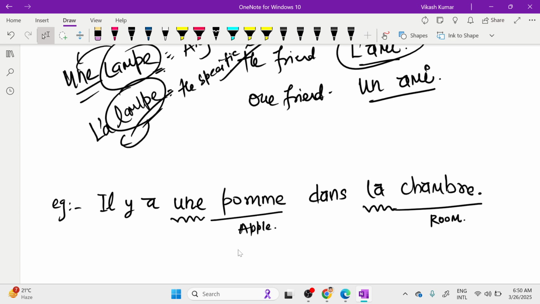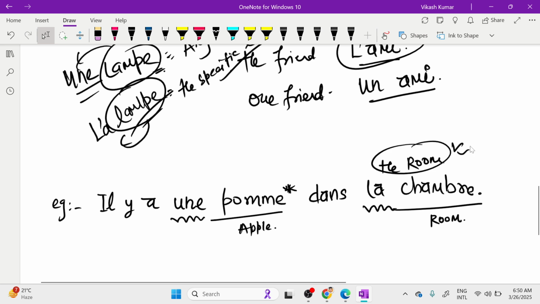So une pomme basically means there is one apple in the room, and this one apple or an apple is in the room. Once I say the room, both speaker and reader know which room I'm talking about. There might be 10 rooms, but it must be very clear with the context, right? The person knows which room I'm saying, but he does not know which apple I'm saying. There is one apple in it, but that apple can be a green apple or a red apple. I'm not mentioning which apple, not specific.